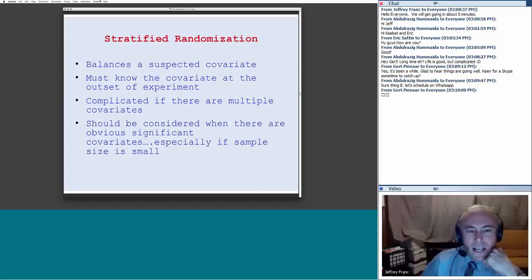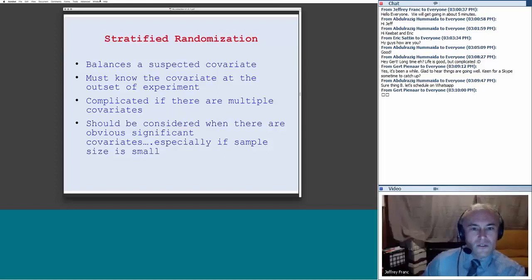Good. So that's block randomization, and it's really useful when we have small groups, when we want to make sure the group size is equal. The disadvantage being that we need to know at the outset the number of subjects in the experimental group.